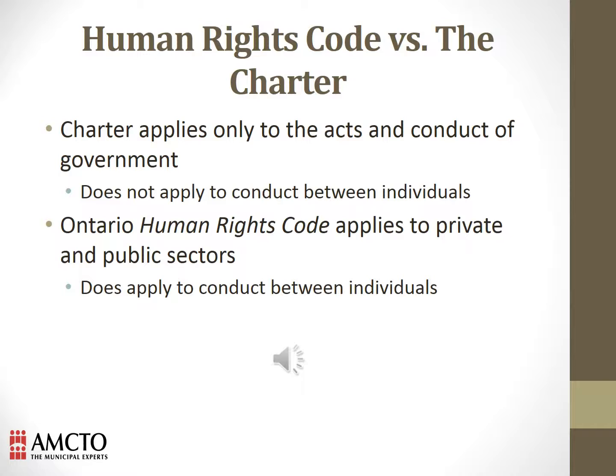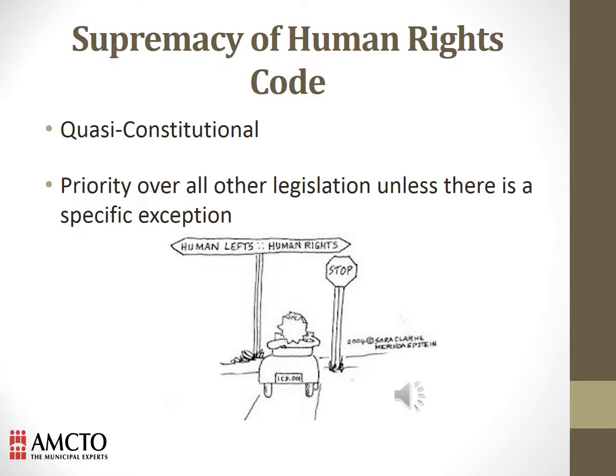It's important to note that the Charter only applies to the acts and conduct of government and does not apply to the acts of and conduct between individuals. By comparison, the Ontario Human Rights Code applies to both private and public sectors, as well as to conduct between individuals within the listed social areas. More about that later. Despite these differences, some of the general principles used to interpret the Charter can also be used in interpreting the Code. The next few slides are going to focus on the Human Rights Code, which I'll refer to as the Code.